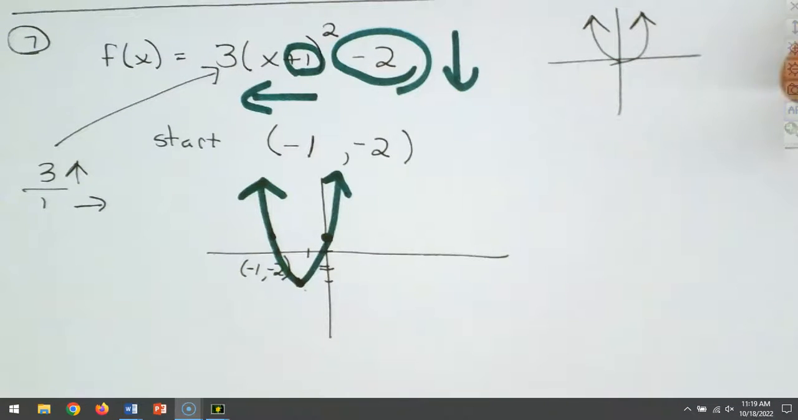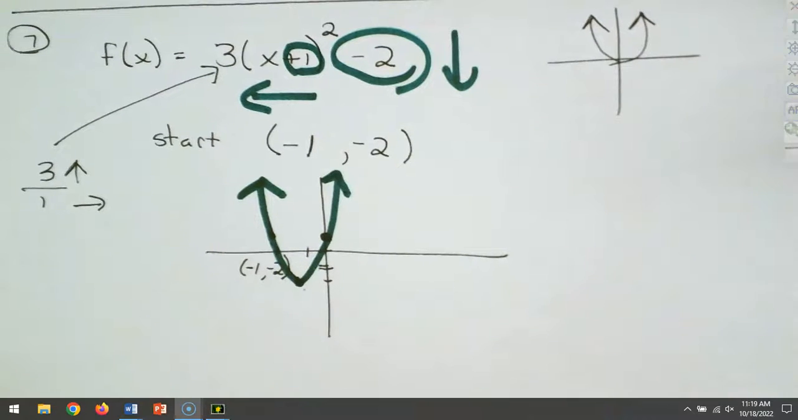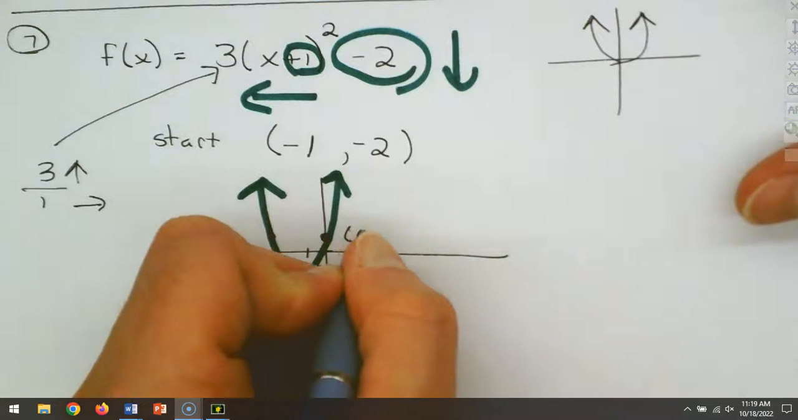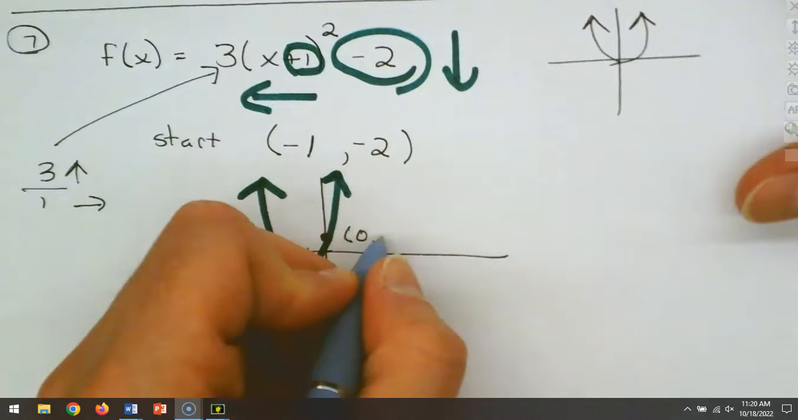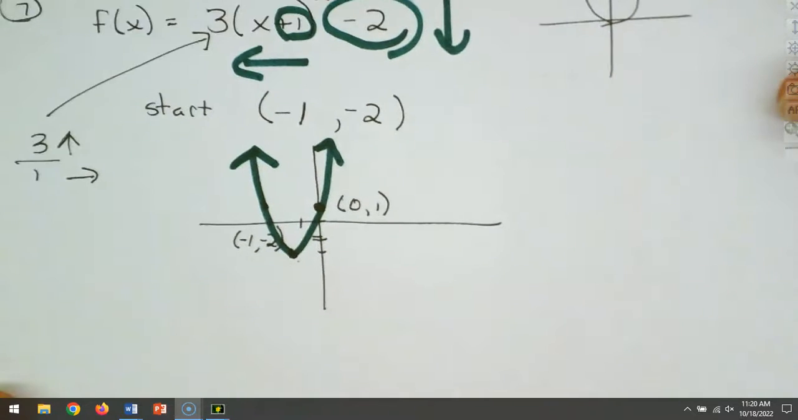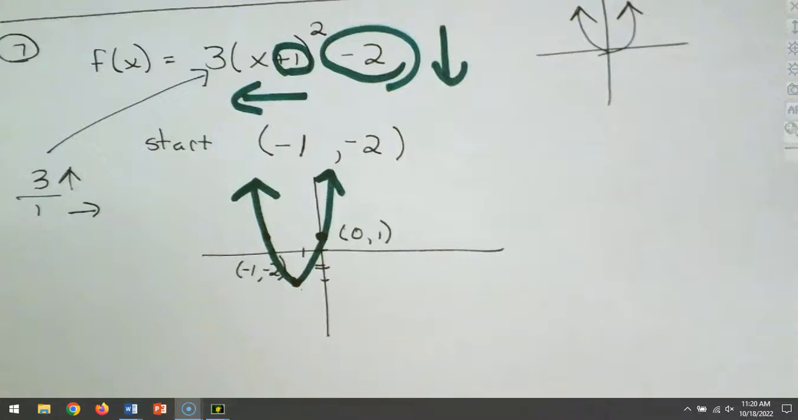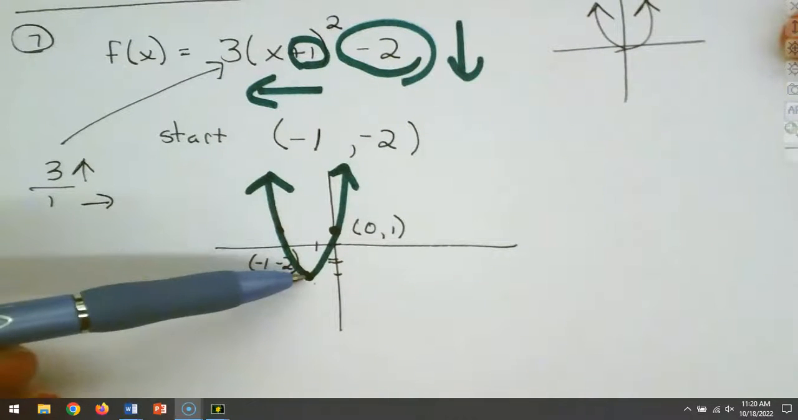Is everyone okay with how I did that? And you can label these points if you want, but you don't have to. Like you could actually label that if you wanted to, that would be at 0, 1. But you don't need to if you're comfortable with how to draw. So what happened to the graph? We went down 2, back 1, so that started right there.